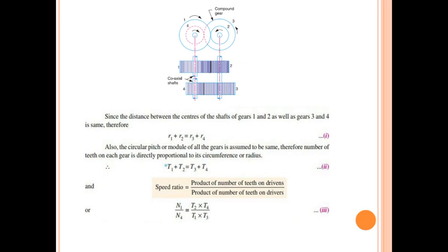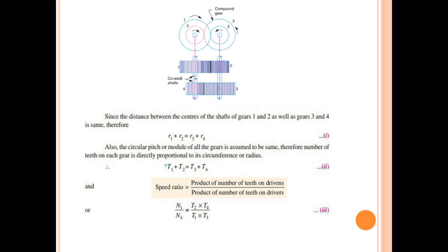I can write by looking into the geometry relation in terms of radius or in terms of diameter and directly convert in terms of teeth. In some problems, some number of teeth are given for some gears, and for some gears we will find out by using this kind of geometric relationship, isn't it?